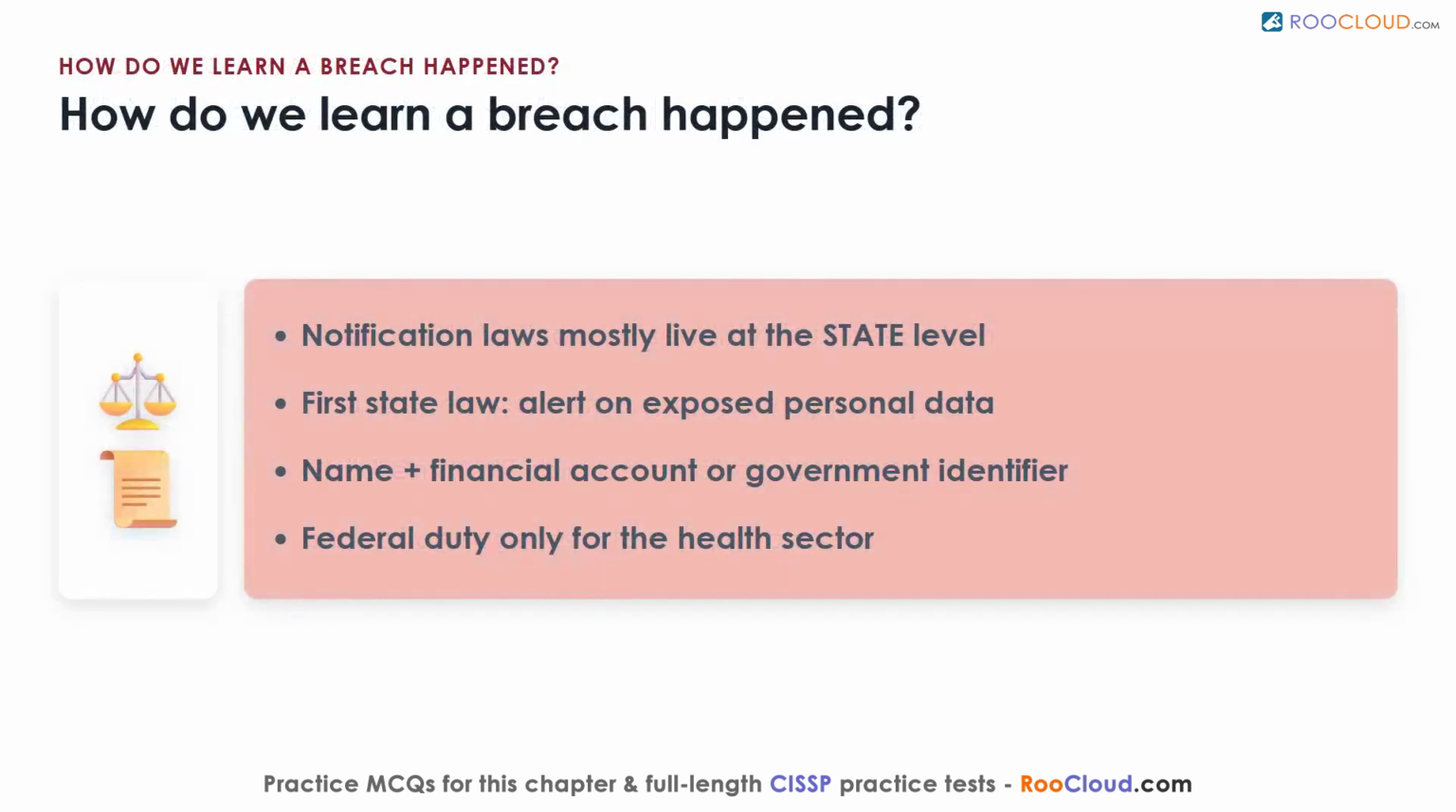How do organisations learn a breach happened? Through notification laws, which mostly live at the state level. One pioneering state law was the first to require telling individuals when their personally identifiable information was exposed, covering things like a name paired with a financial account or government identifier. Other states copied that model until the whole country was covered. At the federal level, only the health sector carries a nationwide breach notification duty.